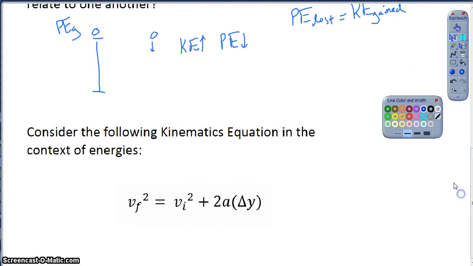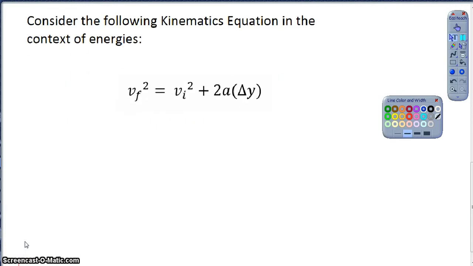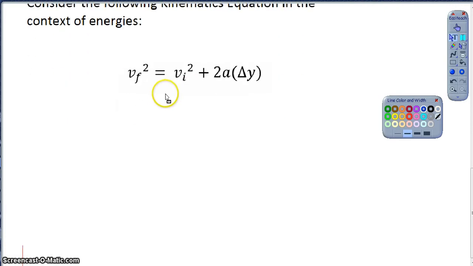And then finally, I want you guys to think about this equation in the context of energies, right? So we know that this is a kinematics equation, right? That's one of our three big equations we work a lot with. But how can I represent that in terms of energies? Well, if I look at this, I've got v final squared, v initial squared, 2a delta y.